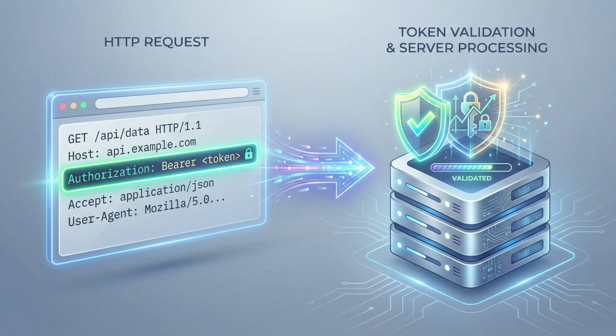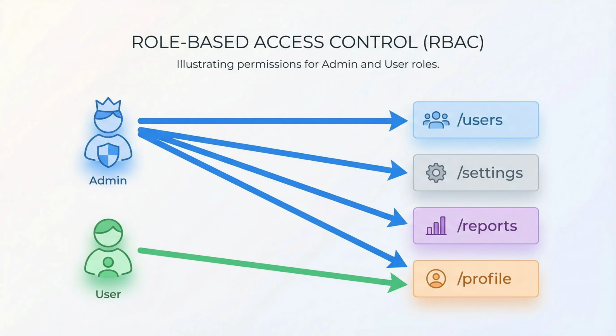Calling the API with a bearer token. After login, every request includes authorization bearer access token. The API then runs authentication middleware: extract token from header, validate signature, validate expiration, validate issuer and audience, build the user identity, the claims principal. If validation passes, the request continues. If not, it returns 401 unauthorized.